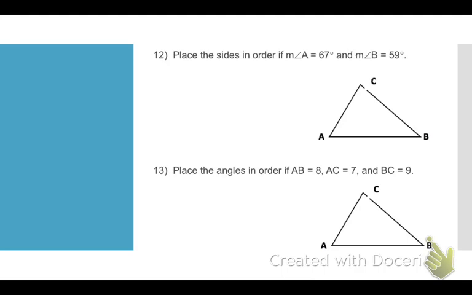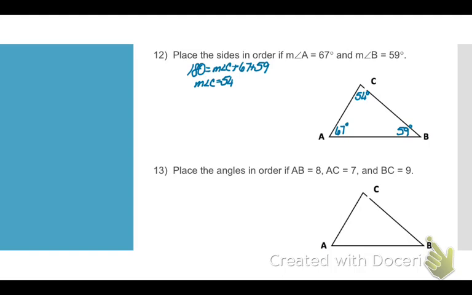Place the sides in order if angle A equals 67 degrees and angle B equals 59. Well, I'm going to label my diagram with those, and then I know that all of those angles added together have to equal 180, so I'm going to solve and find that angle C equals 54 degrees.